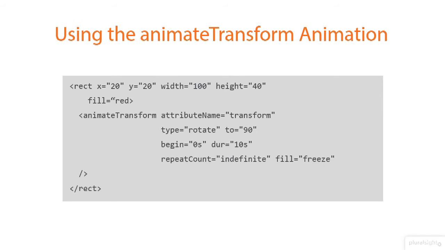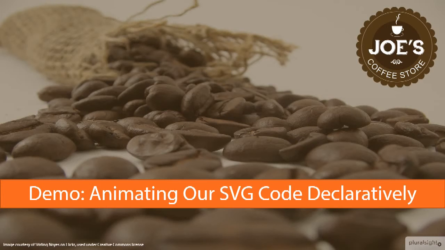In this last sample here, we are using the animate transform animation on a rectangle, which will basically transform the element. In this case, it will perform a rotation. Over a time span of 10 seconds, the rectangle will rotate over an angle of 90 degrees. Let us now go back to the sample and add an animation in our graph.